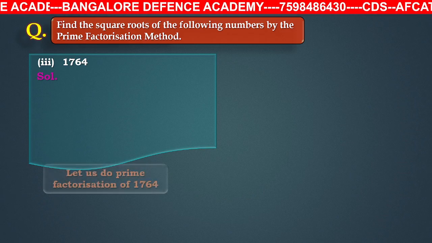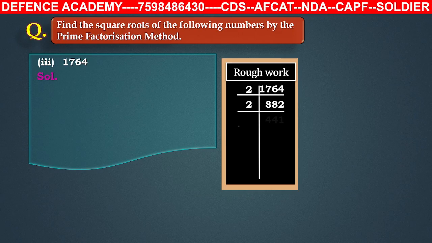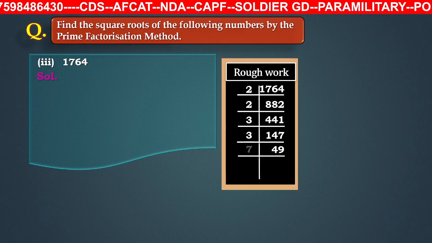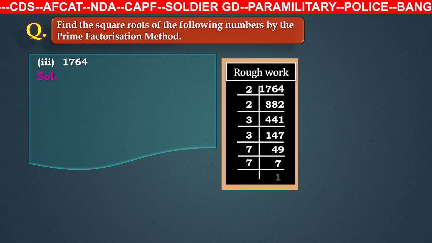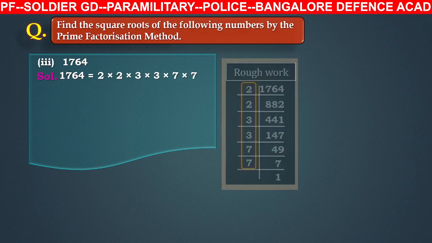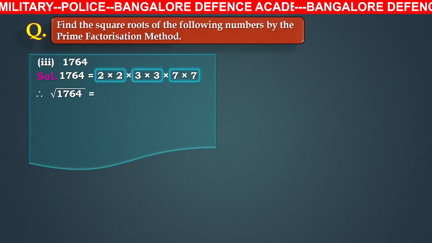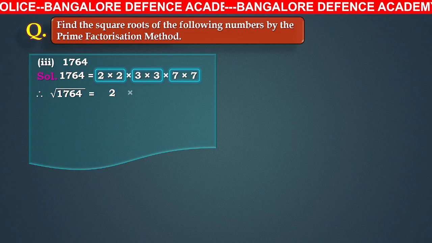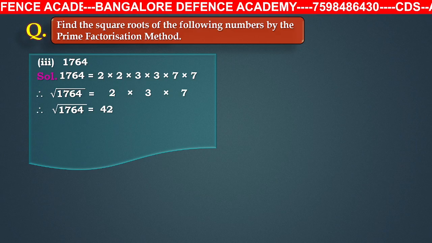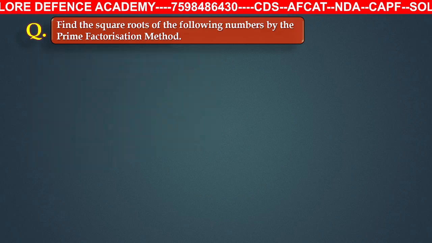Next, 1764. This is the rough work. I'll divide by 2, I get 882, then 441, then I get 147 if I divide by 3, then 49, and then I'll take 7. These numbers I'm going to take horizontally. Now I'm going to make pairs like this, and from each pair I'm going to take one number outside. So this is 2, this is 3, this is 7. Now you have to multiply. 2 into 3 gives me 6, 6 into 7 is 42. So the square root of 1764 is 42.